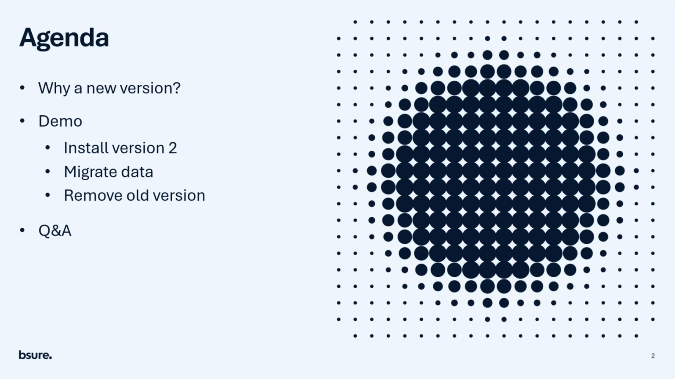And this is how we will spend our time today. First, we'll take a look at why we built a new version: what we learned from version 1 and what's improved in our new one. We'll spend most of our time doing a live demo where we're going to install the new version. We're going to migrate data from the old version 1, and we'll take a look at how settings are configured in version 2. And in the end, we'll also take a look at how you remove the old version.